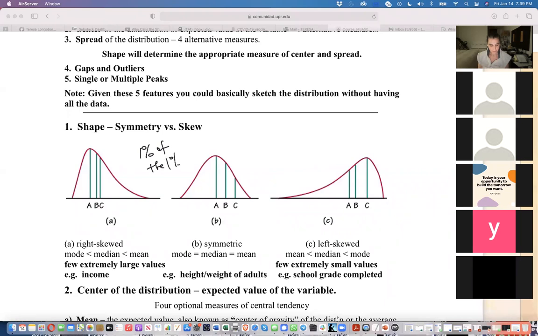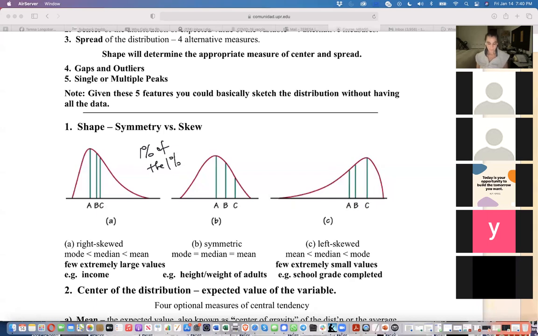Very, very rich, that create a skew where everybody else is down here. And for left skew, how can you see this? Most values are high, but there's a few really low ones. I use the example of grade school completed. Most people finish 9 or 10, right? But there's a few that don't finish anything. Maybe they have some sort of challenge in learning that they do not advance, right? Or they have a handicap that prevents them from learning.